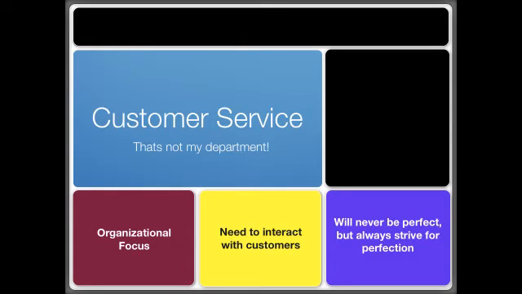When our main goal is to, quote-unquote, satisfy customers, we will never do it. We need to think beyond satisfying customers. We need to think of exceeding those customers' expectations.